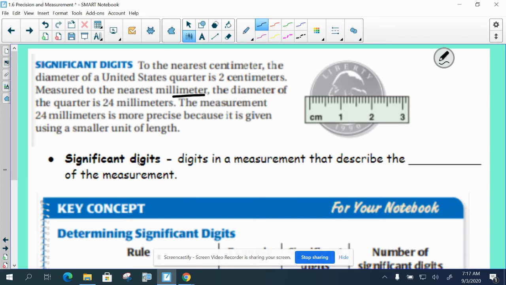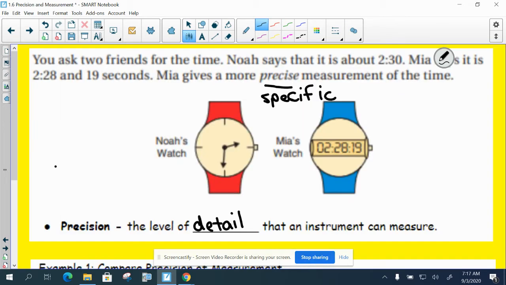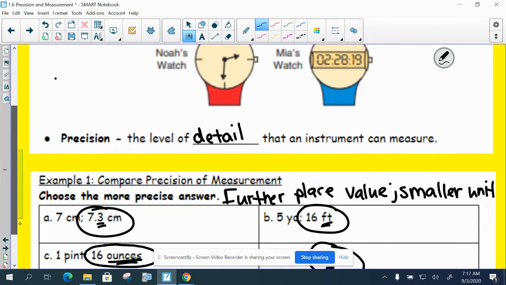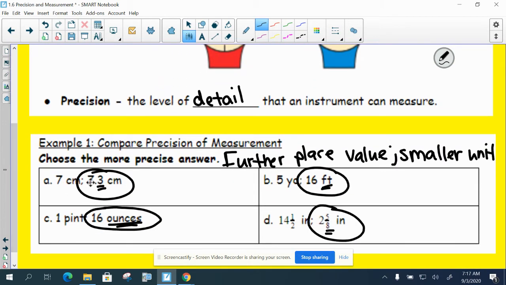So significant digits are the digits, where digits are just the numbers in a measurement, that describe the precision of the measurement. Going back and looking at this example, part A, they both had the same units, but this had one digit in it and this had two significant digits in it. We'll talk about what it means to be a significant digit. Okay, this has one significant digit, this has two significant digits.